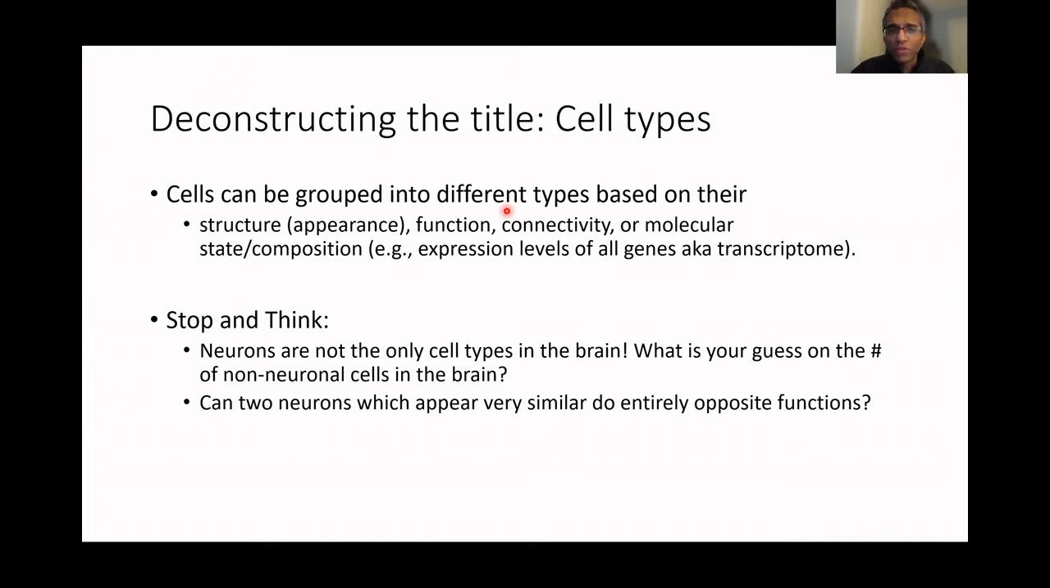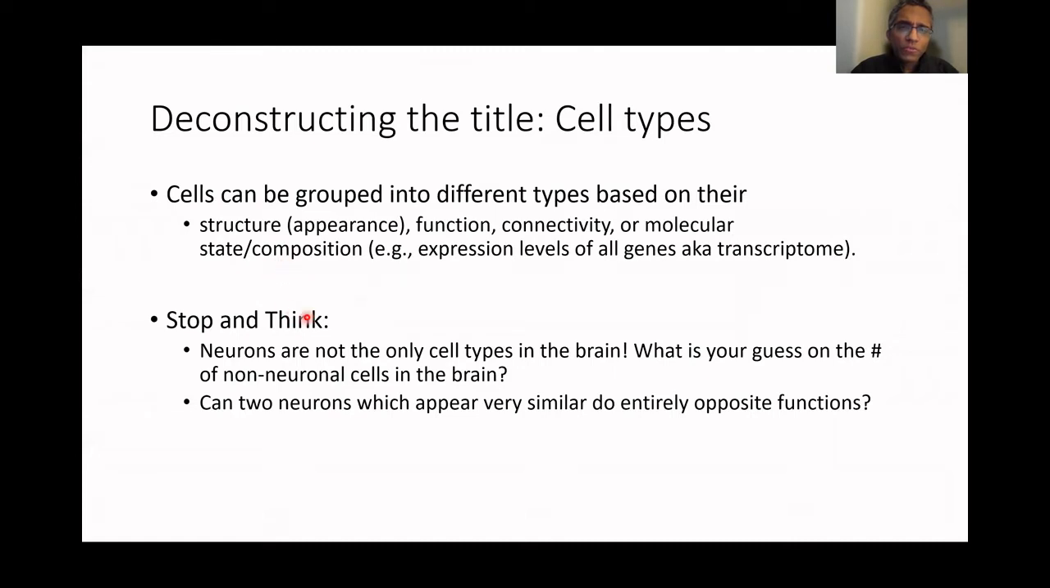how they look, how they appear, what their morphological characteristics are, and what function they perform, how they are connected to nearby cells, and their molecular state, what is inside these cells, what are the genes and proteins present within these cells. You will see this word transcriptome time and again. It simply means the activity or expression level of all the genes in the genome within a cell. That is called a transcriptome.